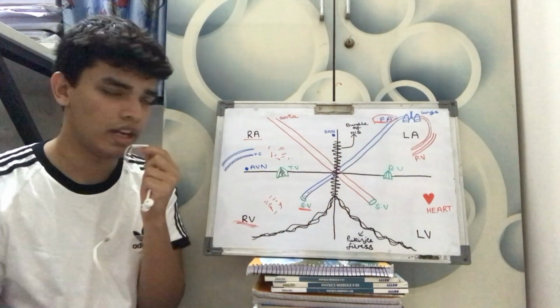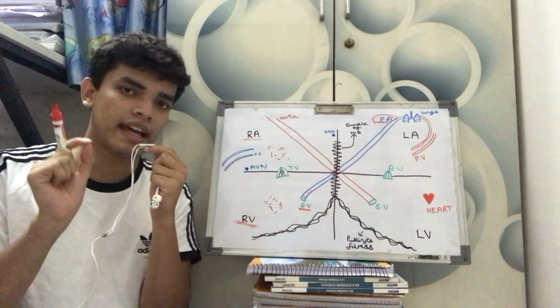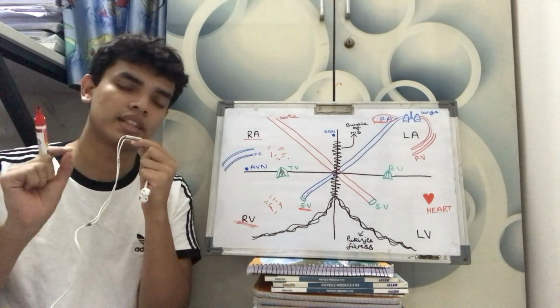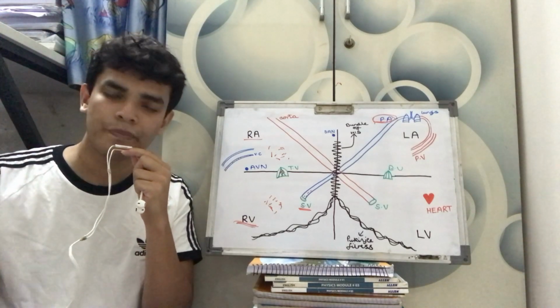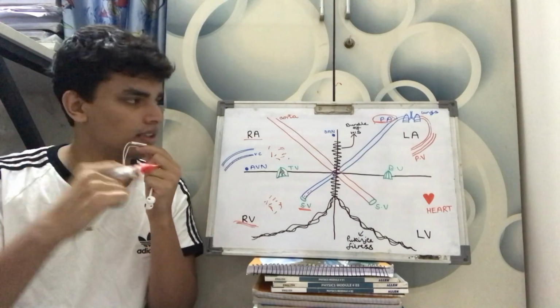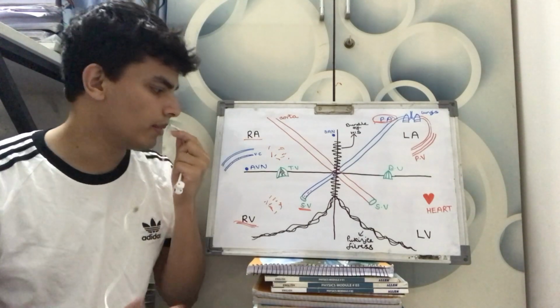Deoxygenated blood, very very important. The pulmonary artery is the only artery which carries deoxygenated blood, and the pulmonary vein is the only vein which carries oxygenated blood. Generally what we have learned is that veins carry deoxygenated blood and arteries carry oxygenated blood, but these are the only two exceptions in the human body. So please remember that, again a very important point.